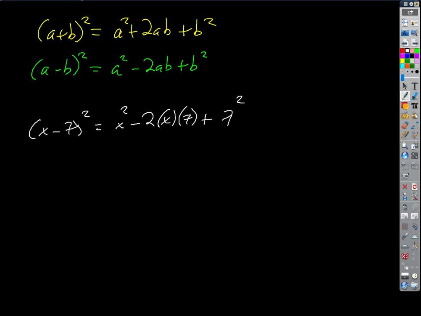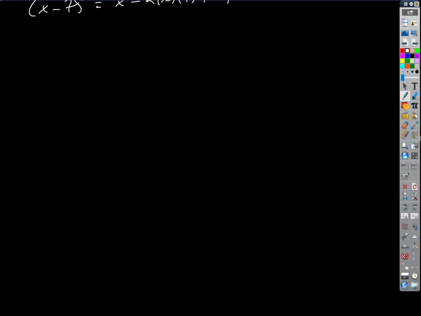So let's try this one on your own here. So let's do 2x minus 5 squared. I don't care which pattern you use. I'm going to use the one with the negative because then I don't have to deal with negative. Okay? If that makes any sense.